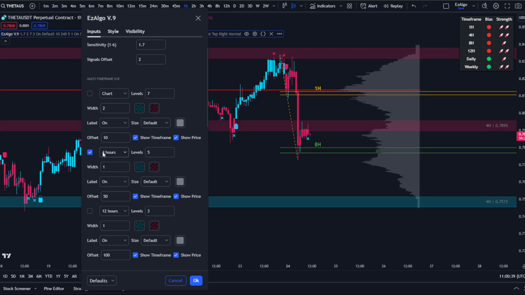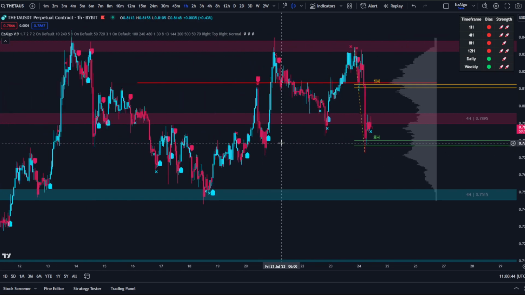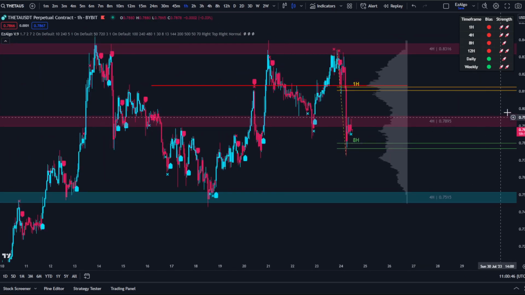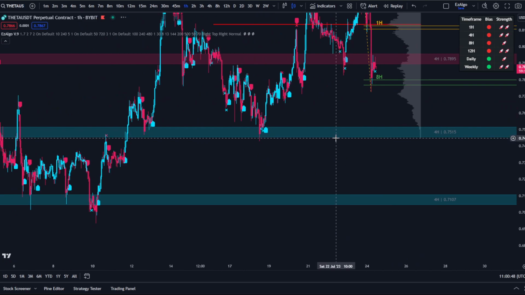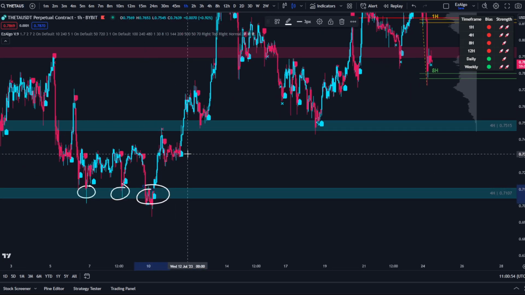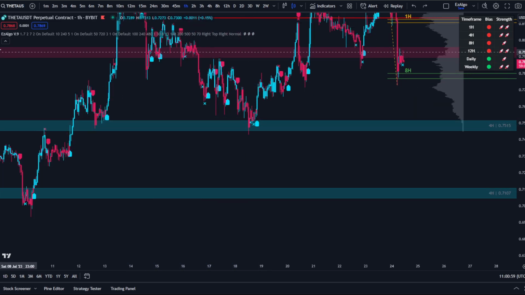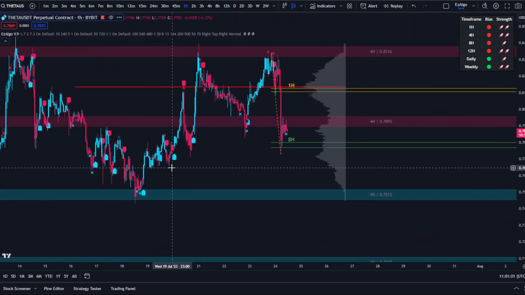For example, I'm going to turn on the 4-hour SR zones on the 1 hour time frame. And you can see here very clearly where the range is on a 4-hour time frame, right? Again, you can see just how well price respects these higher time frame zones. Again, right, bounces once, twice. This makes it very easy to identify potential setups, right?